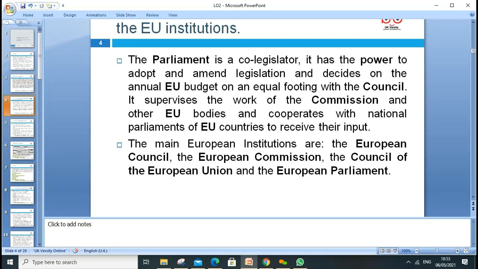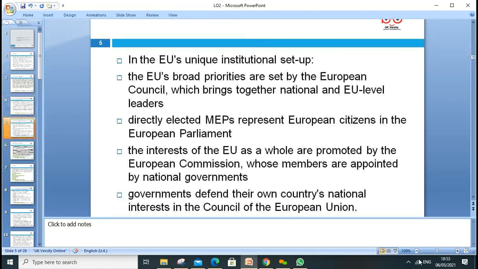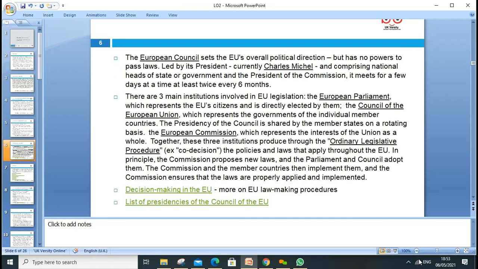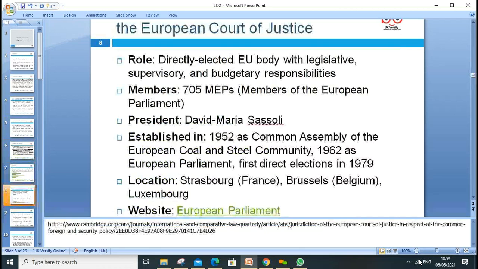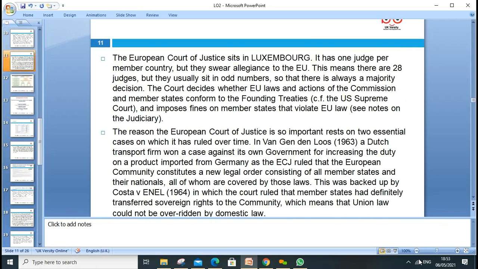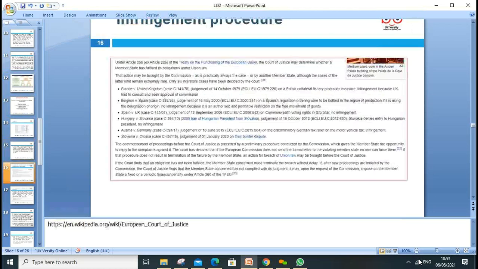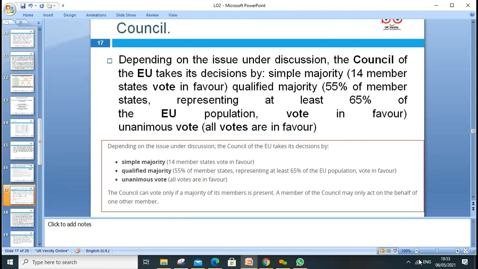So in today's lesson, we discussed LO2, understanding the institutions. We looked at the institutions and the voting procedures. We looked at the parliament, and these were the key institutions which we discussed: the European Council, European Commission, European Union and the European Parliament. Even the European banks we discussed.